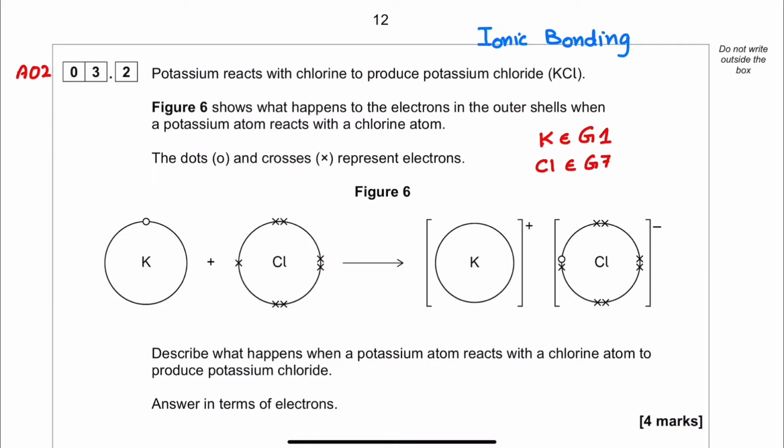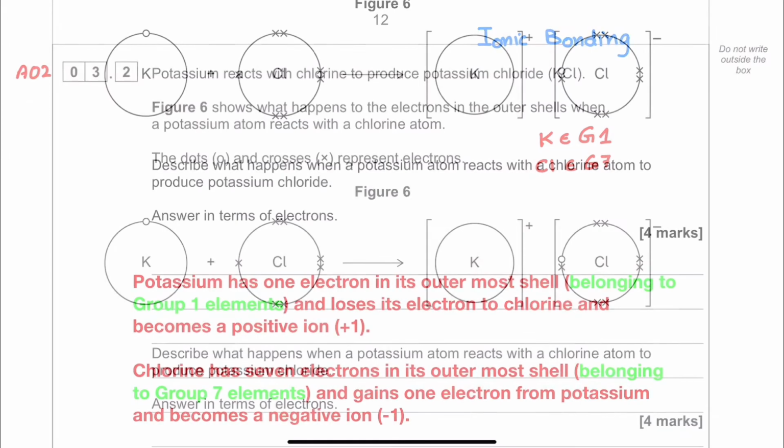If you look here, when potassium loses the electron from its outermost shell to chlorine, it gets a +1 charge and becomes a positive ion. On the other hand, chlorine has a shortage of 1 electron, so it gains 1 electron, becomes a chloride ion and gets a negative charge. The opposite charges attract each other and make a compound that is called KCl or potassium chloride. Let's see the model answer.